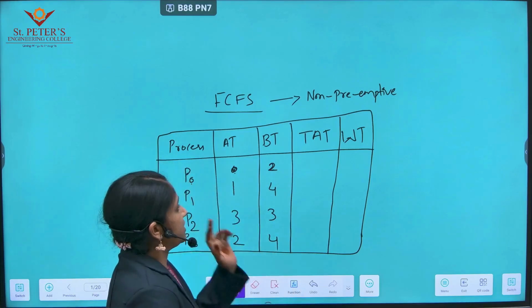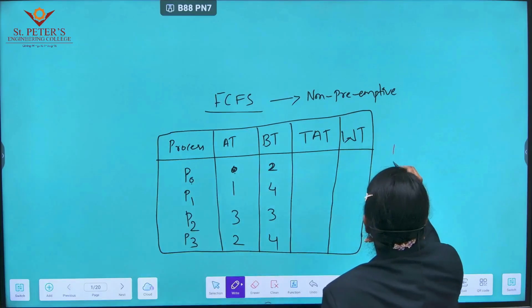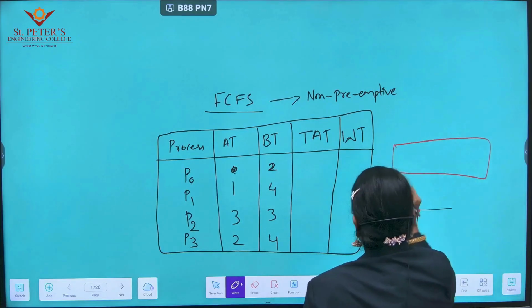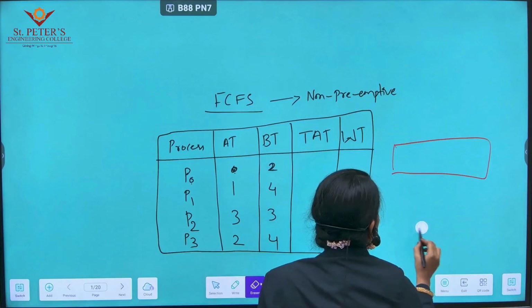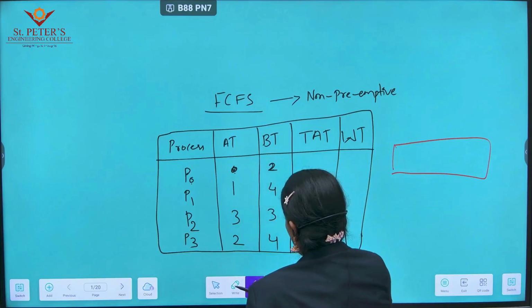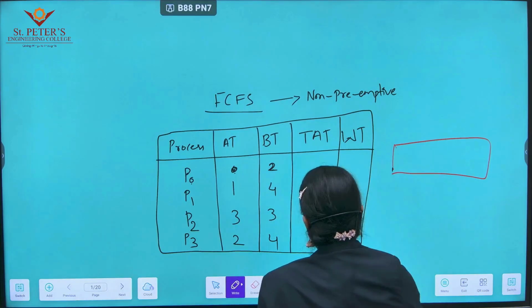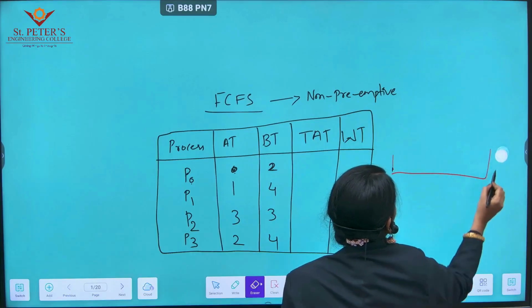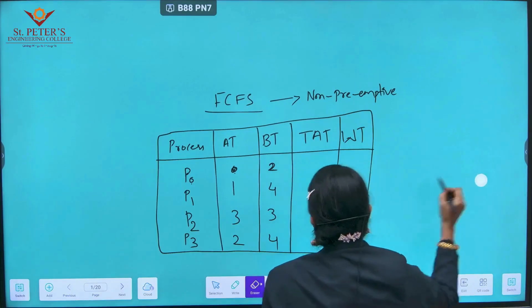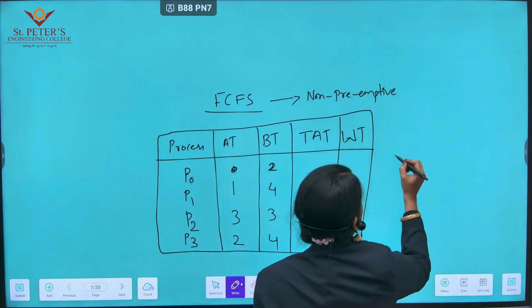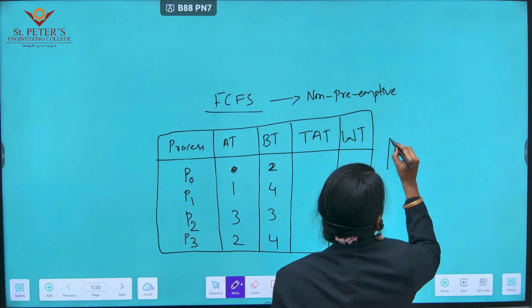So for the first process, P0, I am drawing the Gantt chart here. The Gantt chart is a graphical representation.